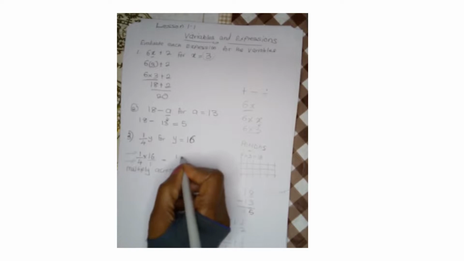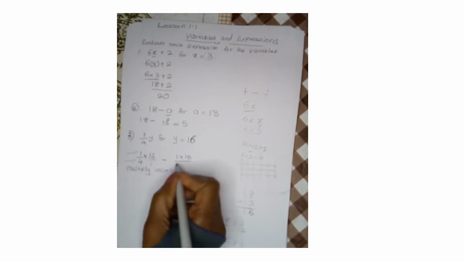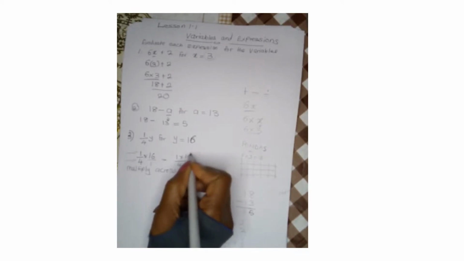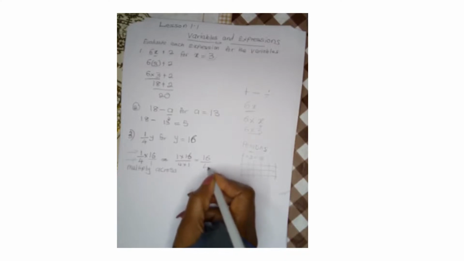Across. So we have here equals 1 times 16 over 4 times 1. Where did we get that 1? Remember I told you, if you see a number hanging, it means divide by 1 when it comes to fractions. So we multiply across. 1 multiplied by 16 is going to give us 16. 4 multiplied by 1 is going to give us 4.